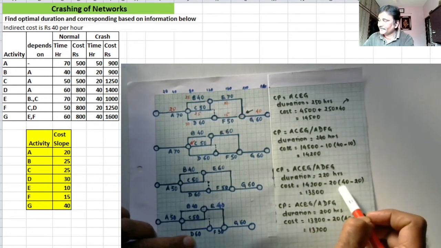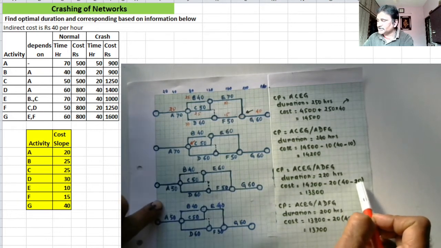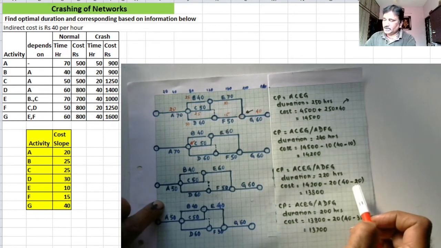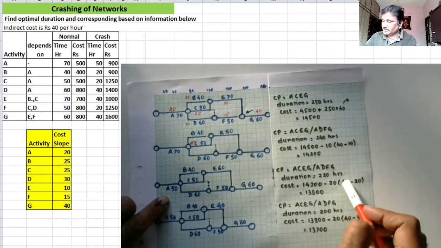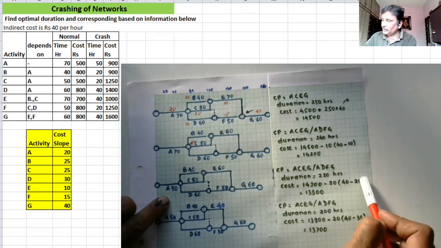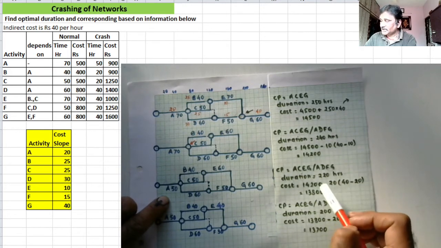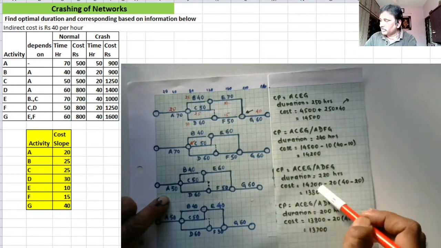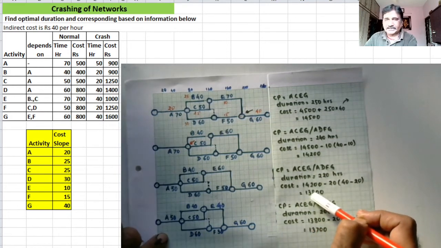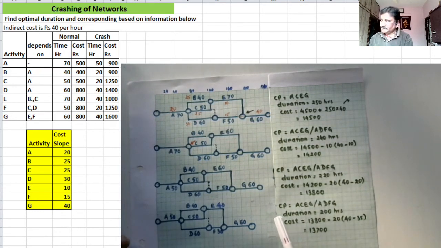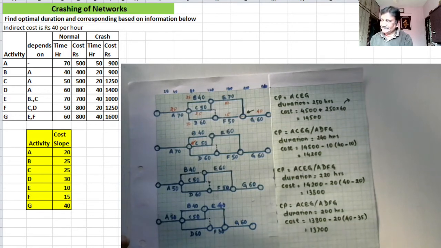What is the net saving? 20 hours multiplied by the indirect cost minus the crashing cost per hour of activity A, that is 20. So 40 minus 20, 20 rupees per hour is the net saving, and you are saving 20 hours. So the total cost you have brought down to 13,800, right? Again, your critical paths are ACEG and ADFG.